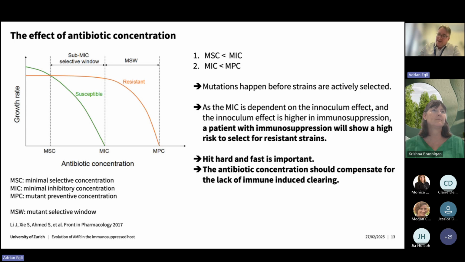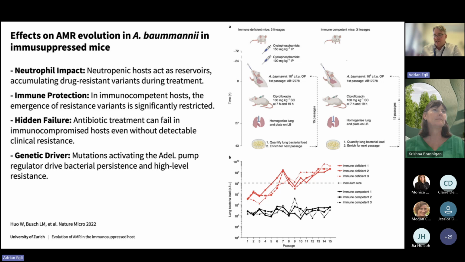So that was quite theoretical, but I would now like to tell you how this actually also works in a mouse model. There's a beautiful paper which was published about 2 years ago from Hua and Bush. What they did is they set up a mouse model to explore this with the case of Acinetobacter baumannii, certainly a bacterium which is extremely relevant in immunosuppressed patients. And what you can see here from the experimental setup is that they had 2 mice groups, immunodeficient mice and immunocompetent mice.